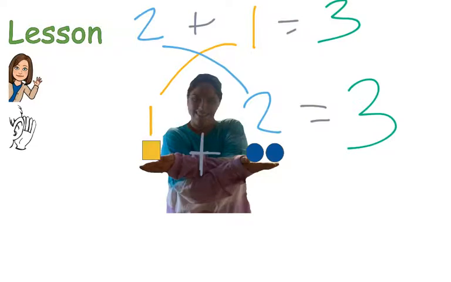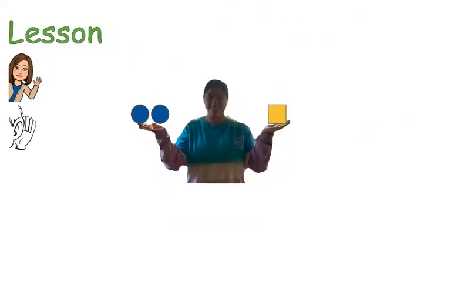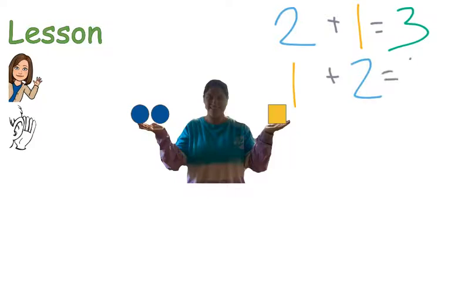Now I'm going to switch it back. Are you ready? Here we go. Shoom. See? Now they're back to the first way. So we can write this equation, 2 plus 1 equals 3, or 1 plus 2 equals, oops, that needs to be green, sorry, equals 3.